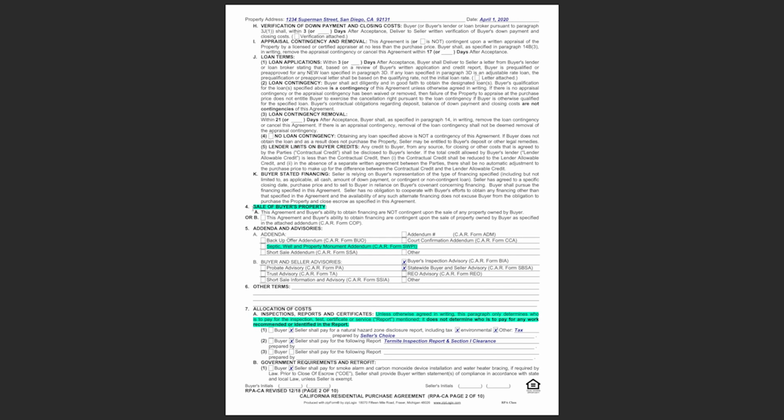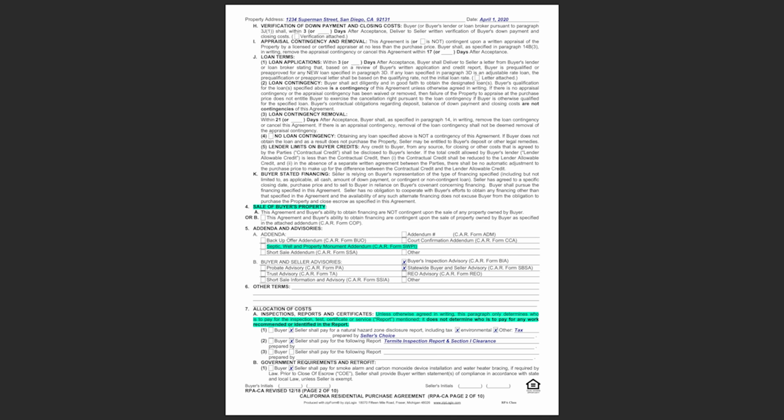Next up, I have highlighted here in this teal green color that if it's going to be contingent upon the buyer selling their property, you need to make sure that you check line item B here and pull in this contingency form for the sale of the buyer's property as well. Now in our scenario, we are not contingent upon the buyer selling their home, so I've left this blank.